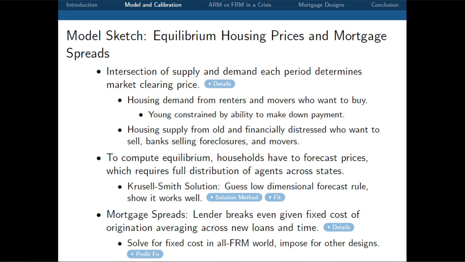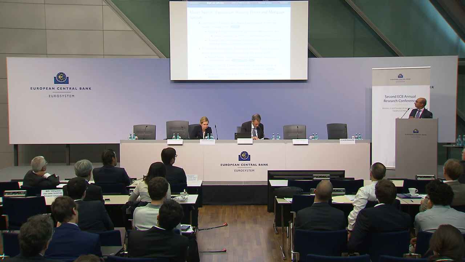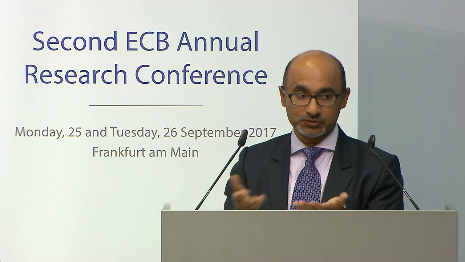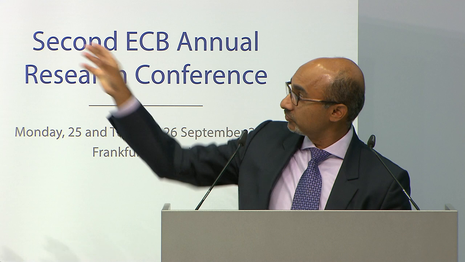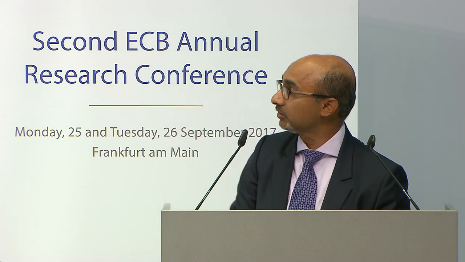And then the housing supply side, who sells houses here? Well, it's a combination of things. It's old people who are getting out of housing. And then it's some financially distressed sellers. So households are defaulting and banks are foreclosing on homes. There's going to be some of that. And then there's going to be some movers who are churning the housing market as well. So that's the housing market equilibrium.